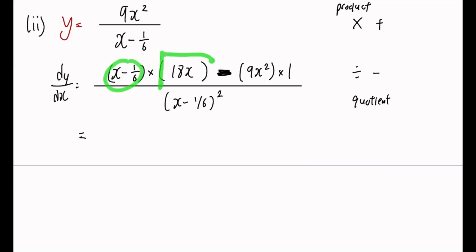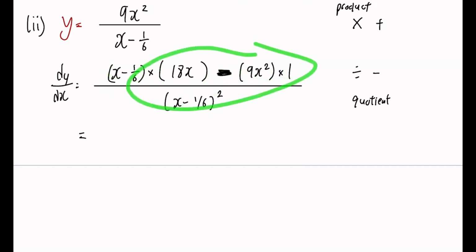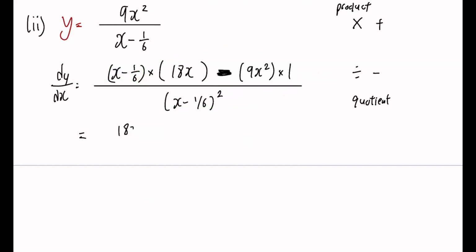This one is the low, this one is the d high. Less, this one is the high, this one is the d low. Draw the line square below. Okay, at least show the working. Then after that you multiply: 18x squared minus 18 over 6 is 3x, minus 9x squared over this guy, x minus 1 over 6 bracket square.